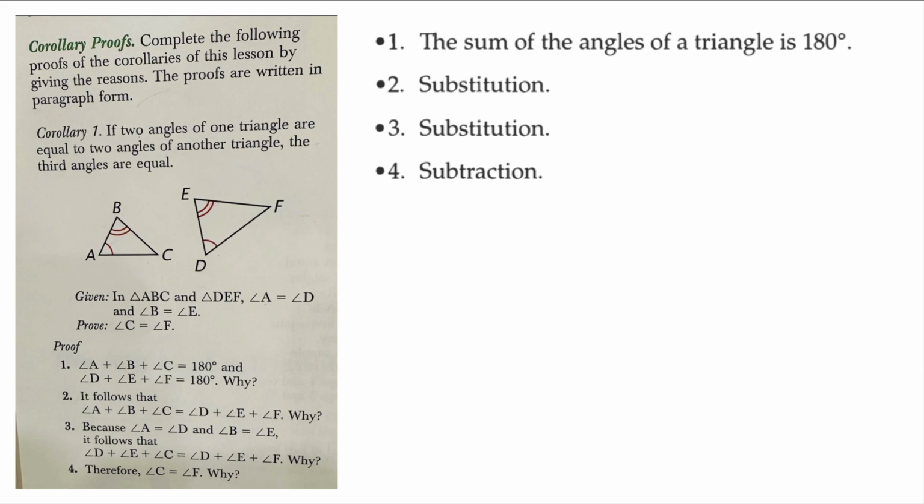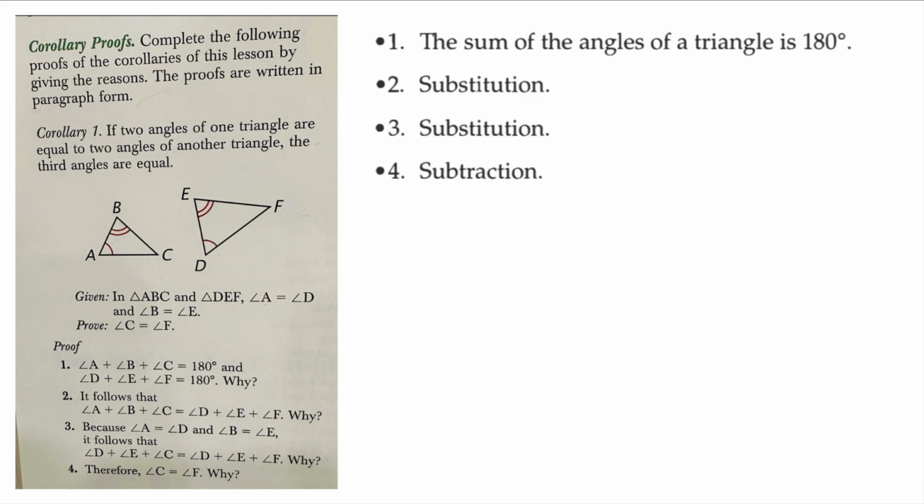Those are the three angles inside of one triangle, and angles D, E, and F are equal to 180 degrees. Those are three angles inside of another triangle. So we are going to use our proof that the sum of the angles of a triangle is 180 degrees. So it follows that A plus B plus C equals D plus E plus F. And why? Substitution. Because A is equal to D, B is equal to E, and therefore C is equal to F, substituting each for the other.